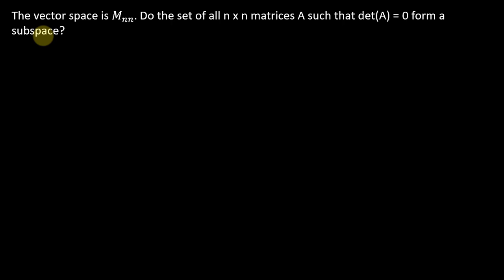Okay, now we're going to move on to potential matrix subspaces. I've got the set of all n by n matrices. Do the set of all n by n matrices such that the determinant of A equals 0 form a subspace? Okay.